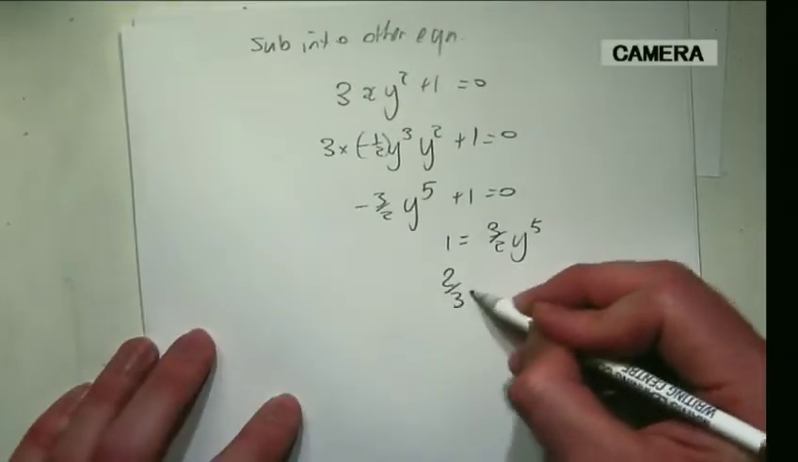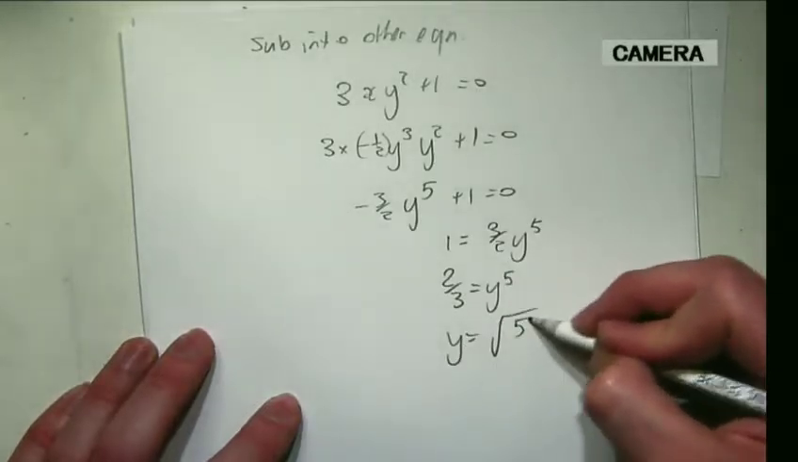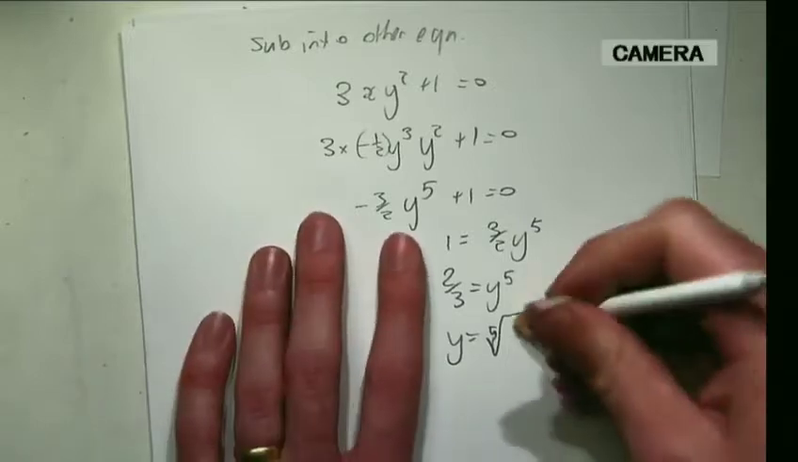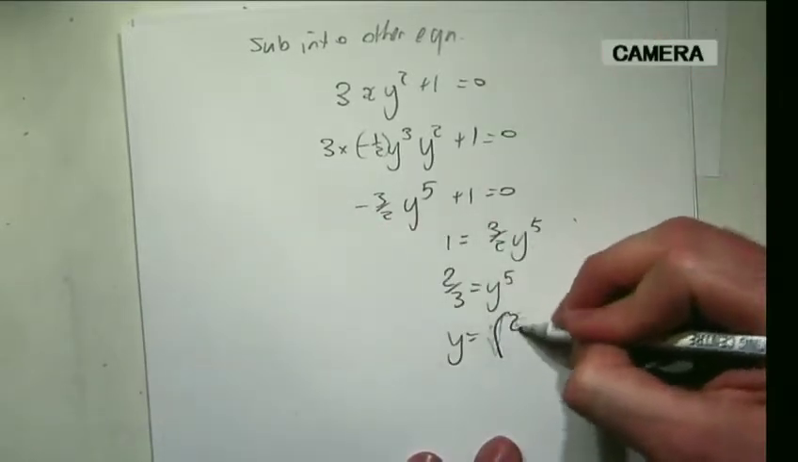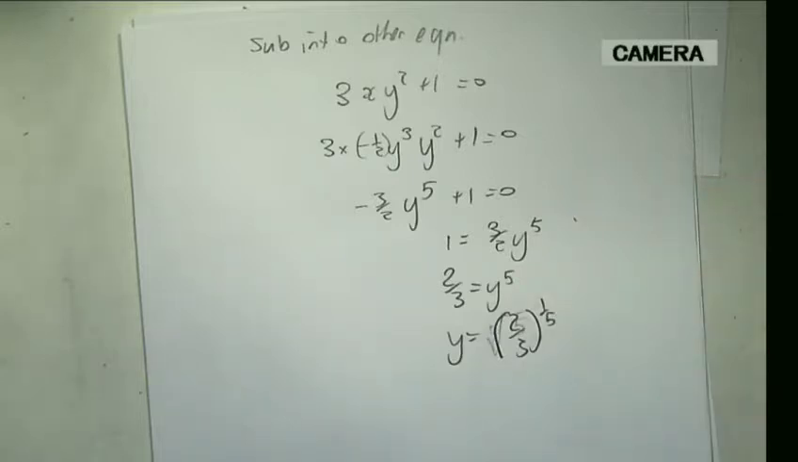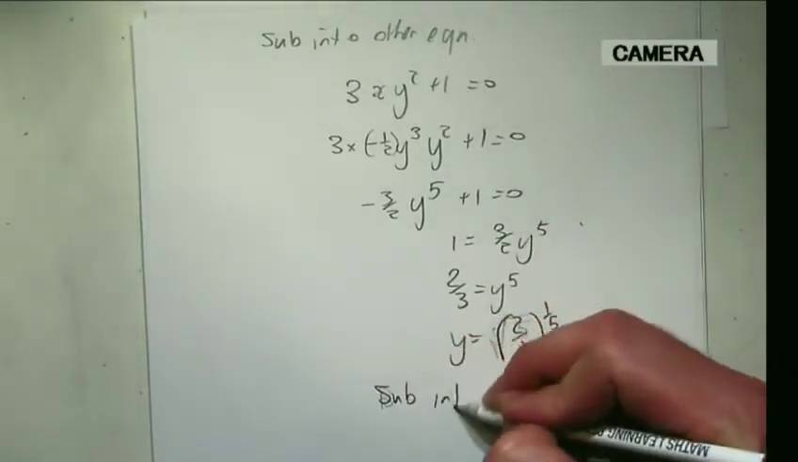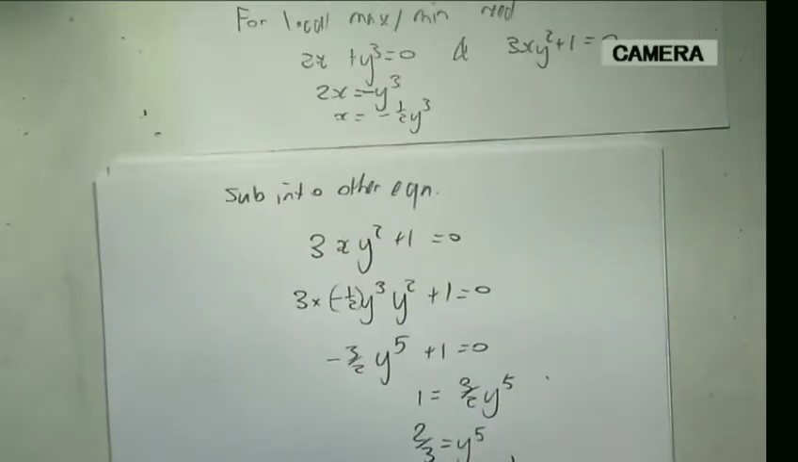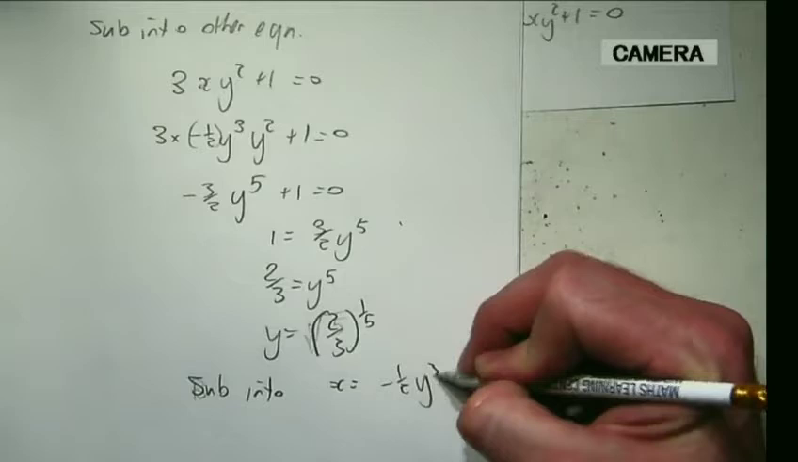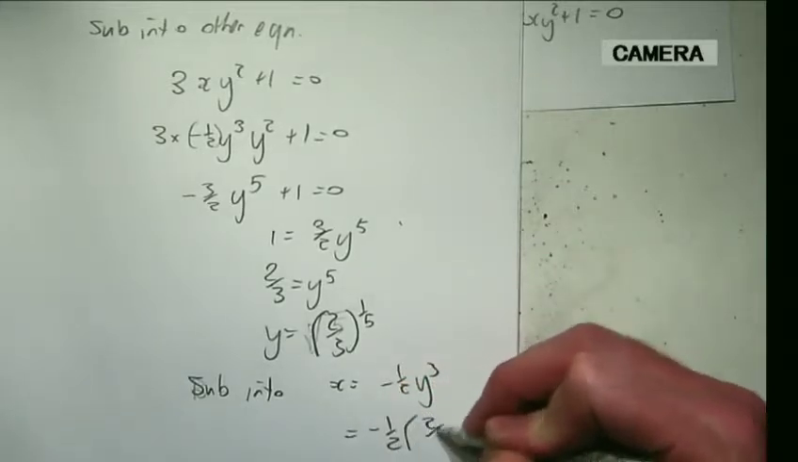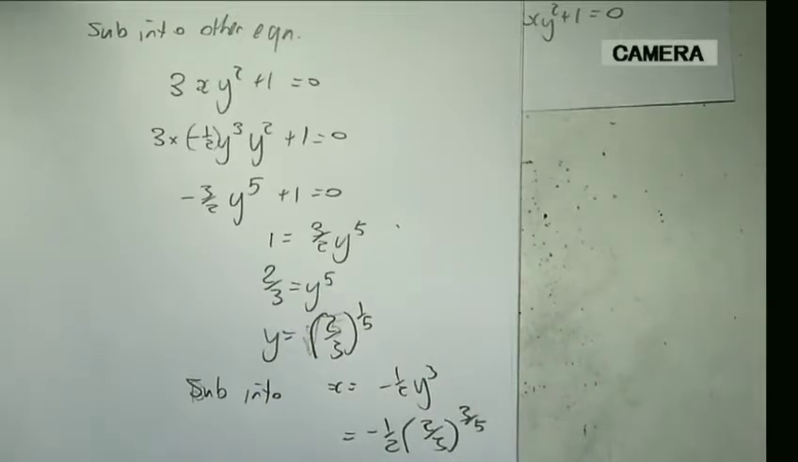So I get 2/3 equals y to the 5, and so y is whatever the 5th root of 2 on 3 is. 2/3 to the 5th power, to the 1/5. Yay! And then I can sub that back in somewhere to figure out what x is. Sub it into x equals minus a half of y cubed, which is totally awful, I'm sorry. In an exam, they'd give you something nicer. It'd come out to nice whole numbers or simple fractions.